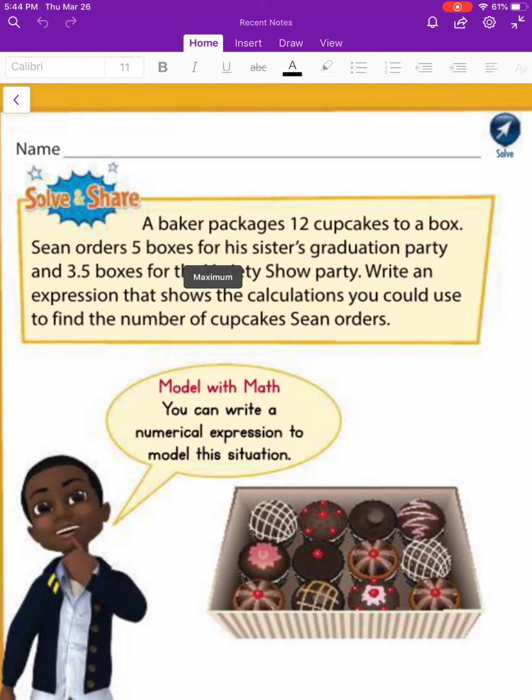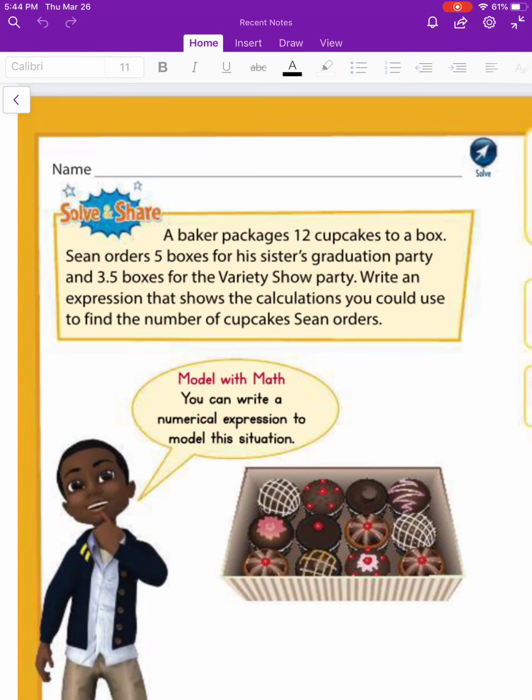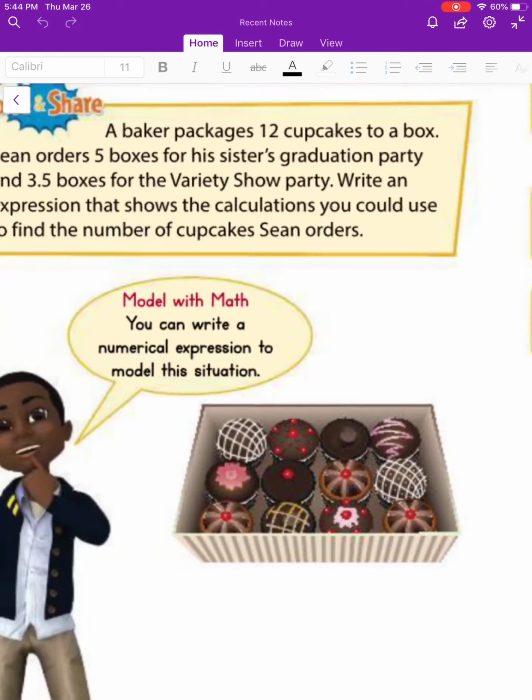Okay, Ayman, can you read the Solve and Share example? A baker packages 12 cupcakes to a box. Sean orders 5 boxes for his sister's graduation party and 3.5 boxes for the variety show party. Write an expression that shows the calculations you could use to find the number of cupcakes Sean orders. Thank you. Now we have a package of 12 cupcakes, as you see here in this picture.